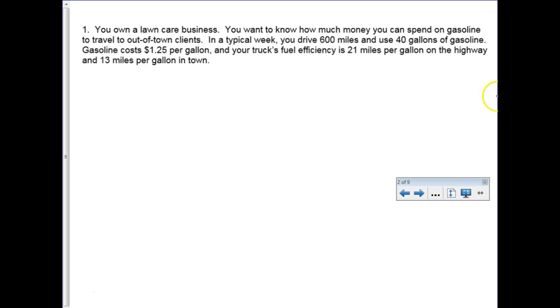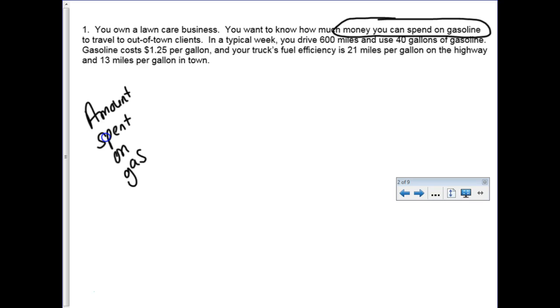You don't need it. My goal is to figure out how much money I'm going to spend on gas. So, amount spent on gas. If I already know how many gallons I'm going to buy, I don't think I need all this efficiency business. If I didn't know that, I'd have to use the calculation. But all I really need is the number of gallons, and then multiply that by the cost per gallon.